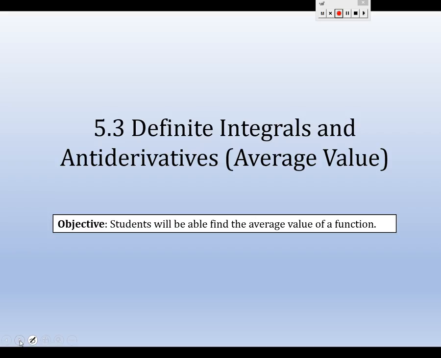A good reminder, we have a quiz tomorrow. It has everything on it, including up to what we just did yesterday. But it does not have things about average value, which is what we're going to talk about right now.